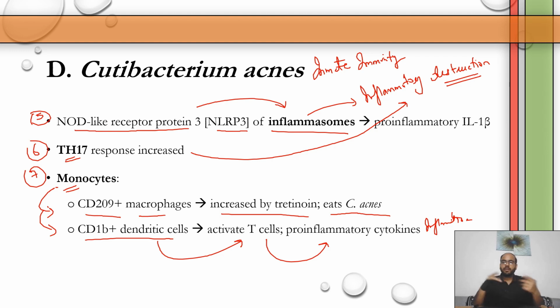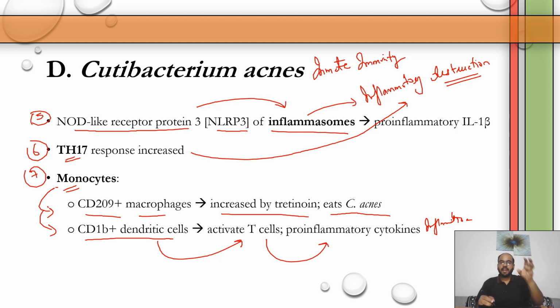Okay, so you have the toll-like receptor 2 activation leading to IL-8, TNF alpha, Th1 response, and matrix metalloproteinases. Then you have inflammasome activation by NOD-like receptors. You have increased Th17 activity. You have monocyte formation leading to dendritic cells, leading to pro-inflammatory cytokines. So you have seven triggers of how C. acnes causes acne vulgaris.